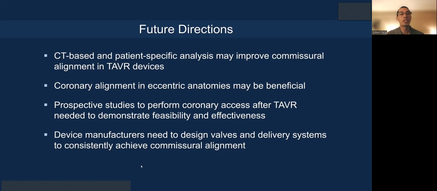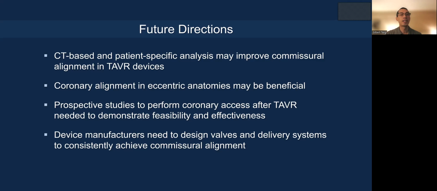However, what we need is the CT-based and patient-specific analysis that may improve commissural alignment in TAVR devices. Now, in certain situations with eccentric coronaries, coronary alignment would be helpful. However, this is less than 5-6% of the time, and with valve leveling it is even lower. Prospective studies, however, are necessary to perform coronary access after TAVR, to demonstrate that it's feasible and also efficacious. And of course, device manufacturers really need to design valves and delivery systems to consistently achieve commissural alignment.